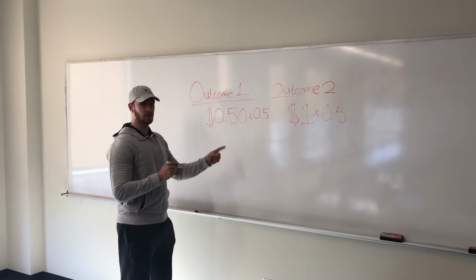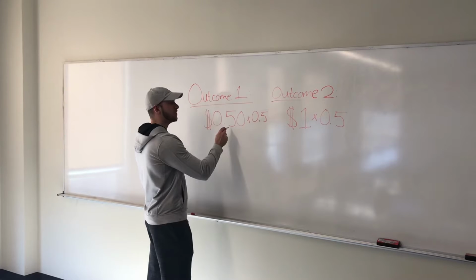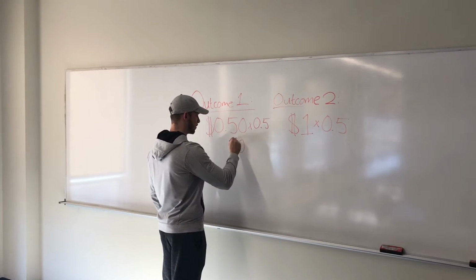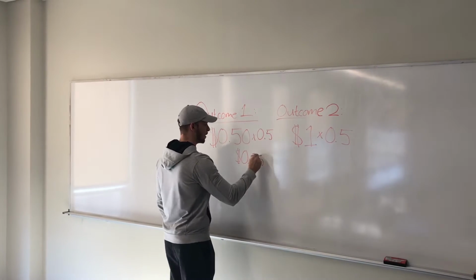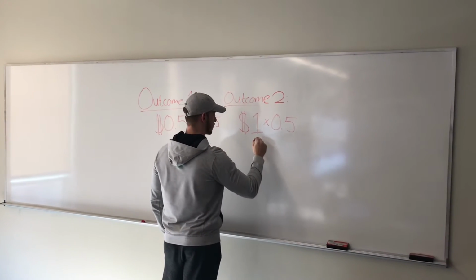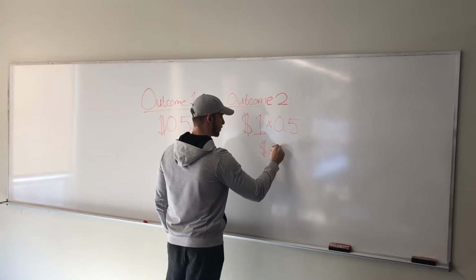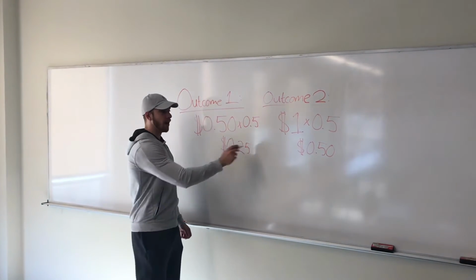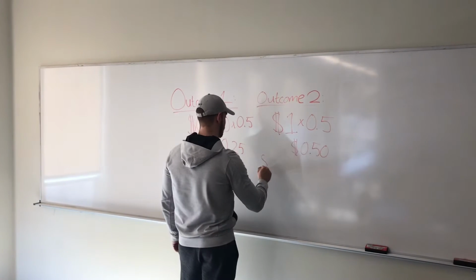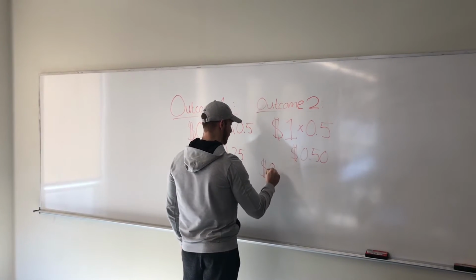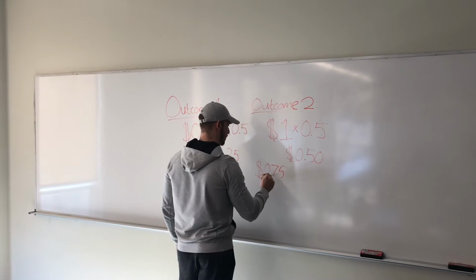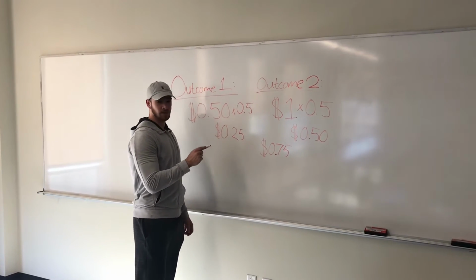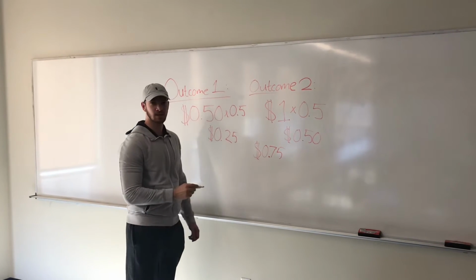Now we have to solve the equations that we have for ourselves. We do 50 cents times 0.5, which is going to give us 25 cents, and 50 cents. The last step is to add both of these together, which is going to give us 75 cents. By doing this equation, we can find out that the expected value is 75 cents.